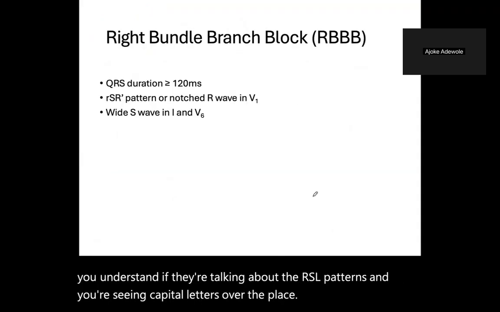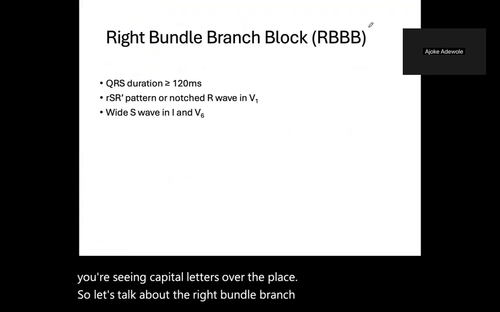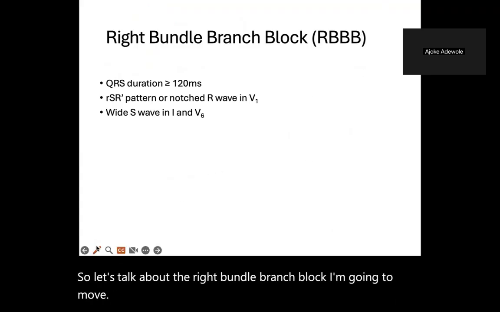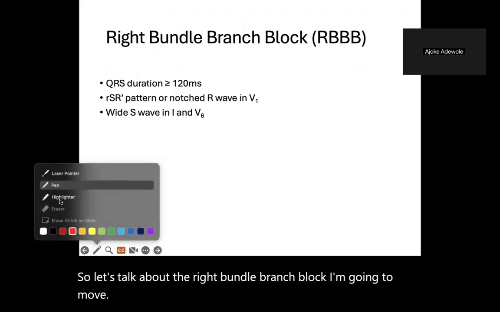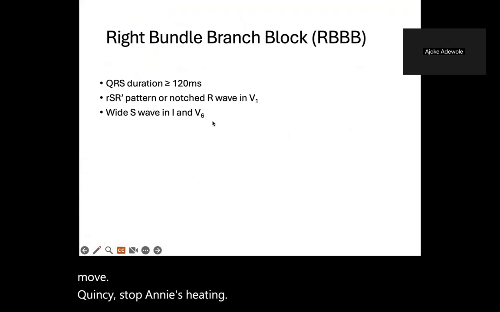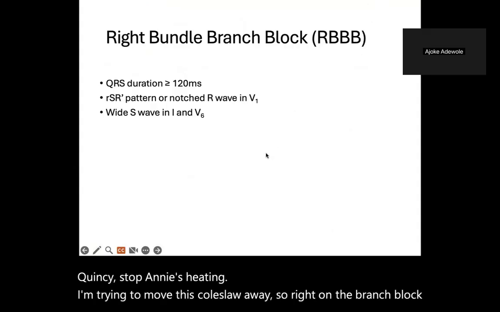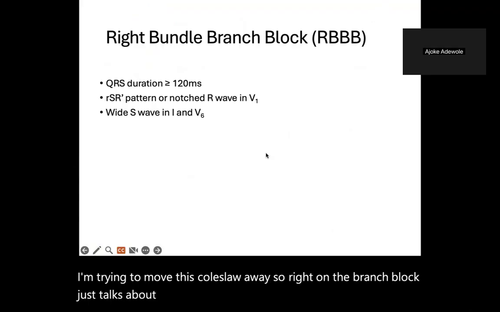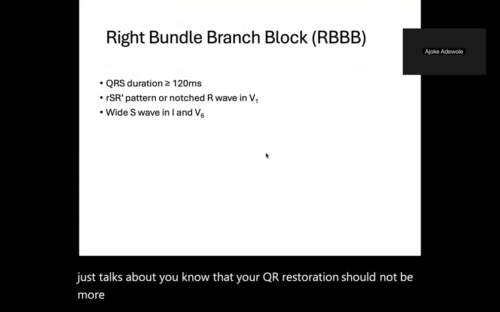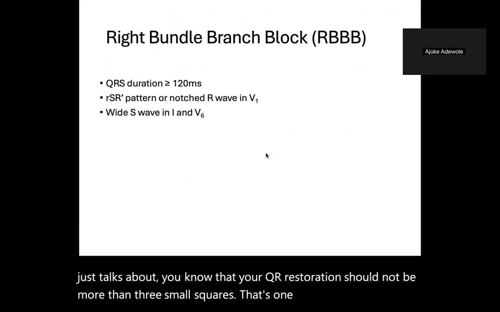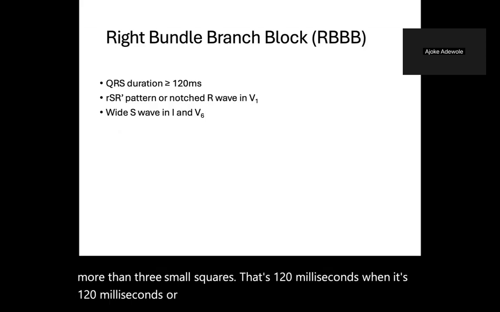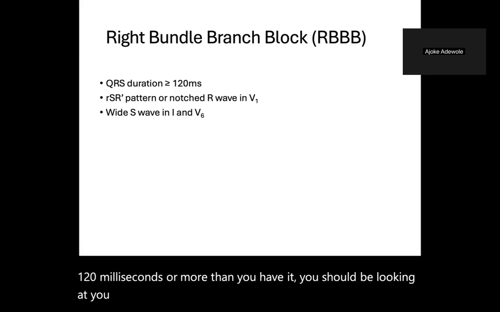So let's talk about the right bundle branch block. I'm going to stop annotating and try and move this cursor away. So right bundle branch block just talks about, that your QRS duration should not be more than 3 small squares. That's 120 milliseconds. So when it's 120 milliseconds or more, then you should be looking at, do we have a bundle branch block here? And then what you see is your RSR pattern.